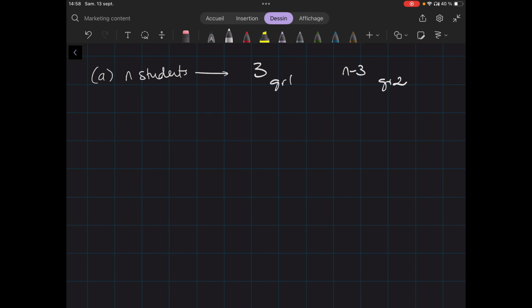How many ways can we choose 3 students from n students? Well, n choose 3. How many students are left? n minus 3. How many ways can we choose n minus 3 students from n minus 3? 1. Therefore, the number of ways that the students can be assigned is n choose 3. That's the final answer.